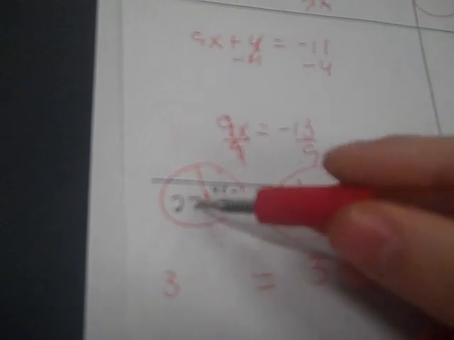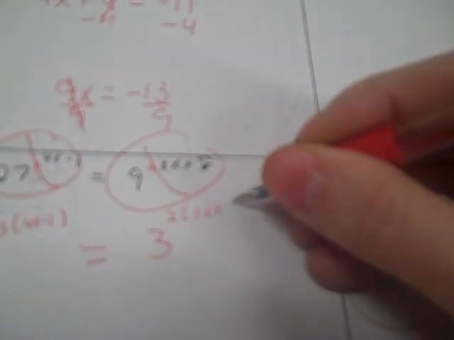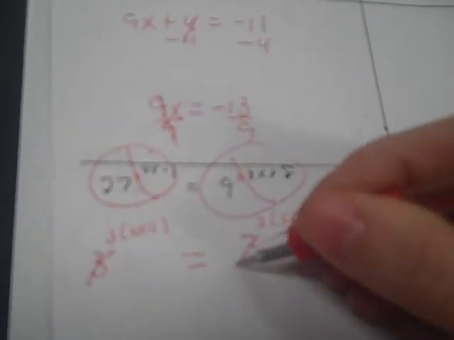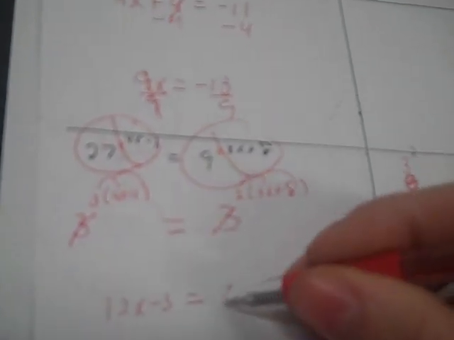Now it looks like 3s are wild here. So I go 3, 3. This was not a 3. 27, it took 3 3s to multiply to that. Parentheses 4x minus 1. How many 3s does it take to multiply to 9? It takes 2. So 2, parentheses 3x plus 8. Now the 3s can be canceled. That'll be 12x minus 3 on this side. That'll be 6x plus 16 on that side.